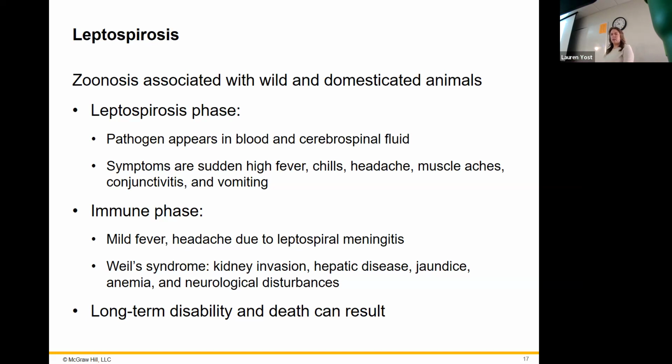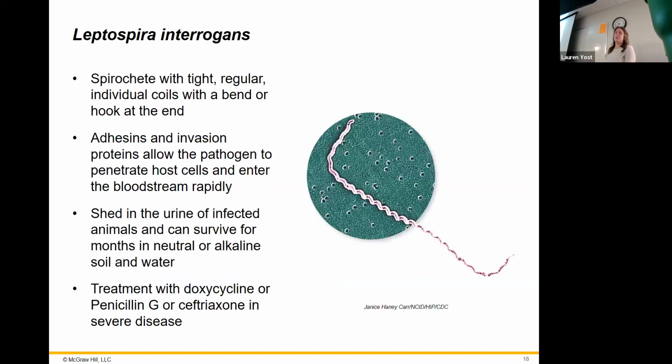This can cause long-term disability or even death if it isn't treated appropriately. It is caused by Leptospira interrogans. It is a spirochete, just like we saw with syphilis, so very characteristic cell shape here. You can shed this in the urine, and animals will shed this in their urine, and that's how it is spread from animal to animal, but it's also how you could potentially get it.